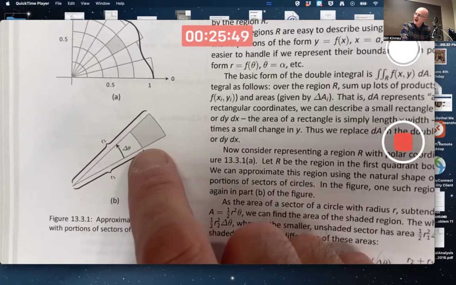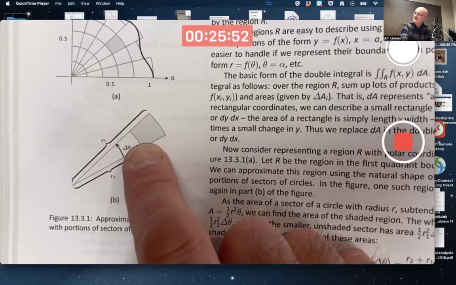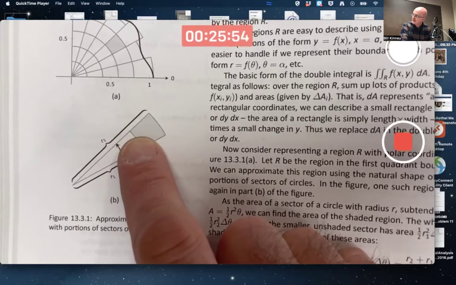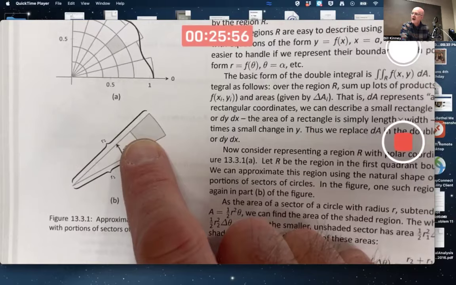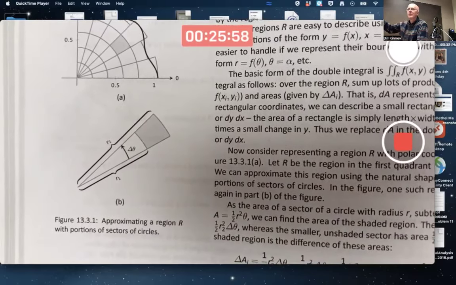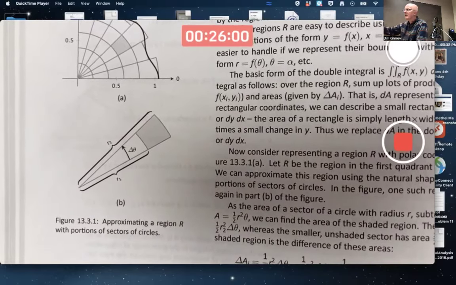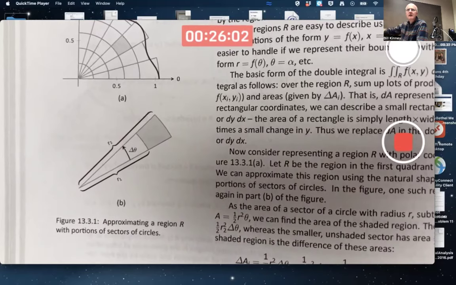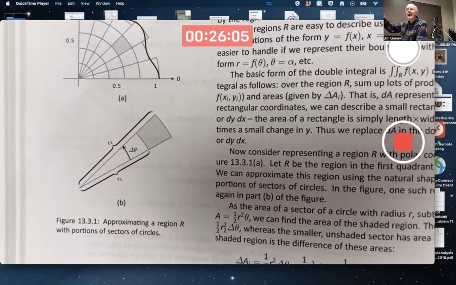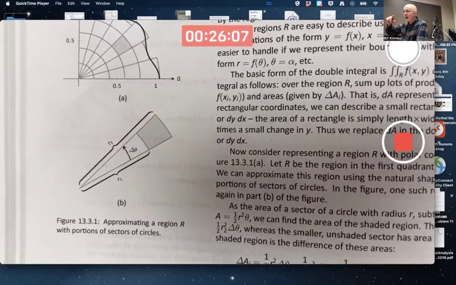That radius times the radian measure of the angle does give you the arc length of that little line segment. Why? Think about it here. What's the circumference of a circle of radius r? 2 pi r. The angle all the way around, 2 pi times r.